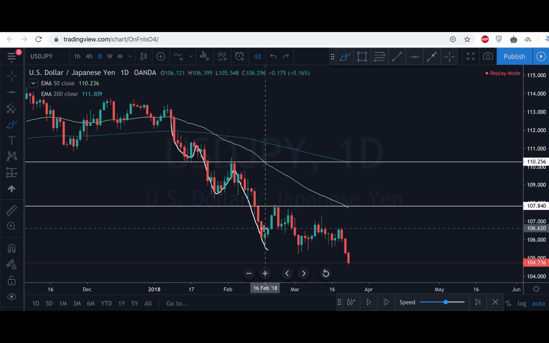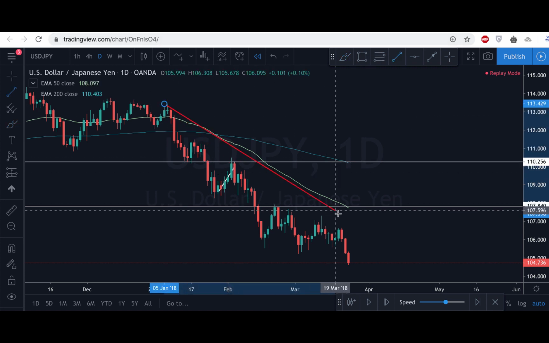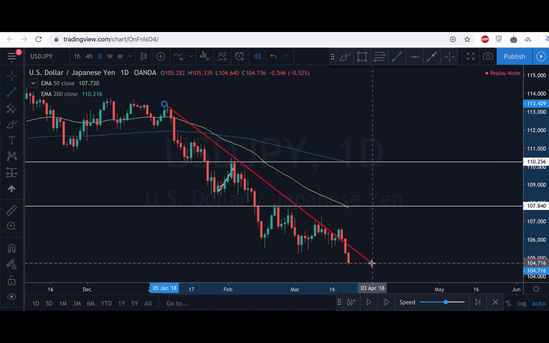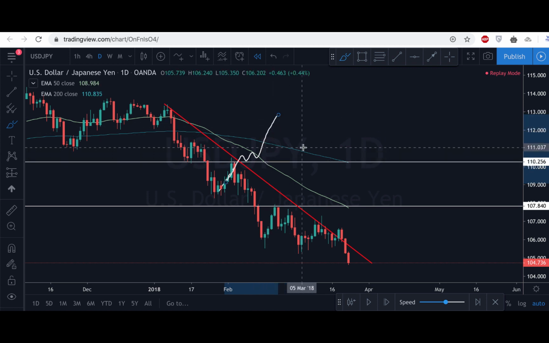Okay. Or another scenario is when the market can go up, test the previous swing low, also test our trend line, and break above the trend line and start going up. That can happen as well.